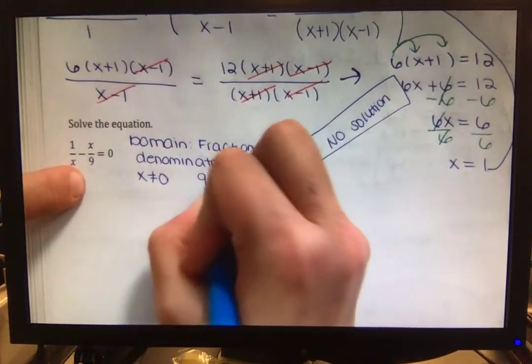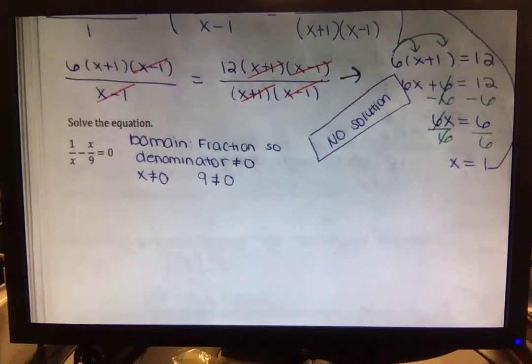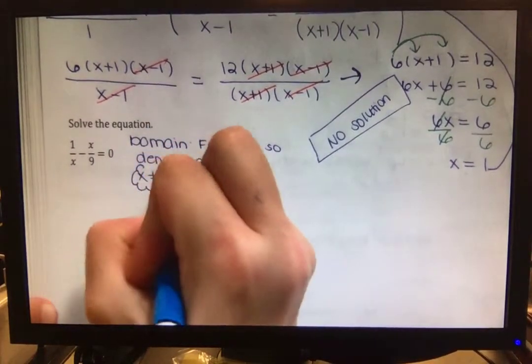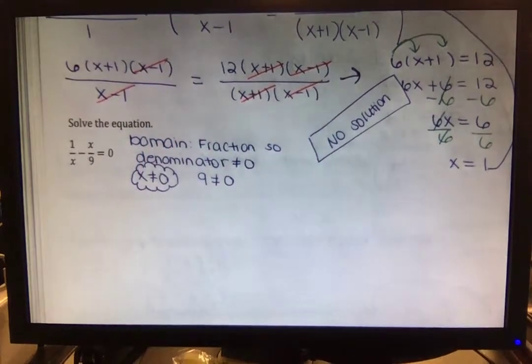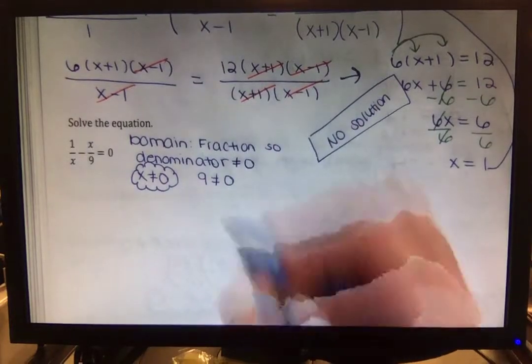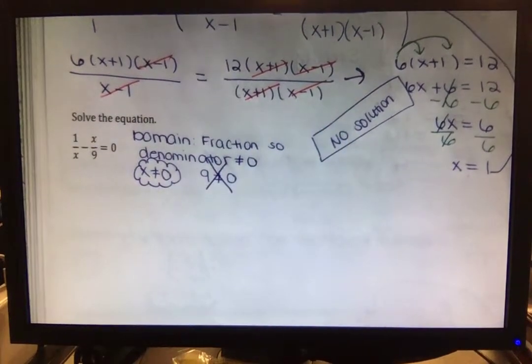9 is a denominator, so 9 cannot equal 0. X cannot equal 0 is already solved for us. That one's good to go. 9 cannot equal 0. What does that tell us about x? Nothing. 9 will never equal 0, so that doesn't matter. So we found the domain. X cannot be 0. So now we're just going to leave that right there and come back to it in a second.